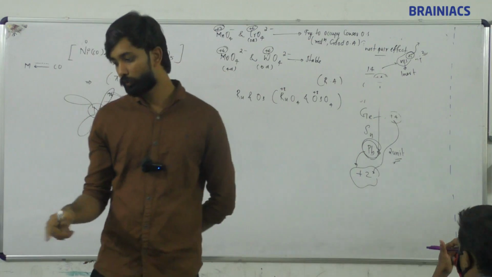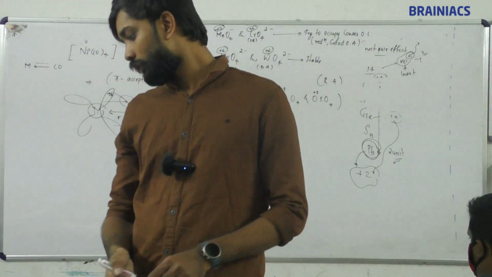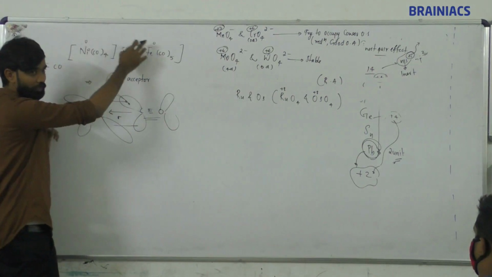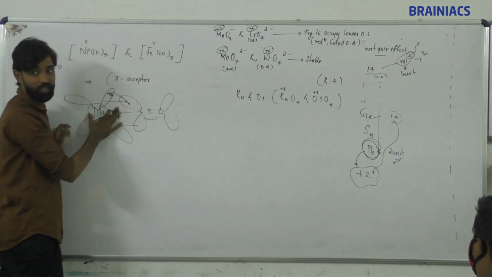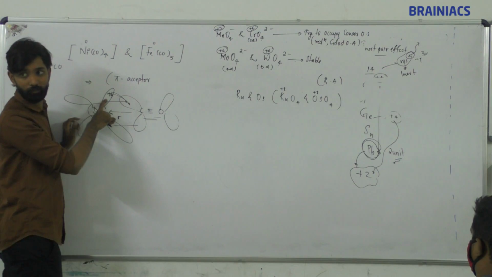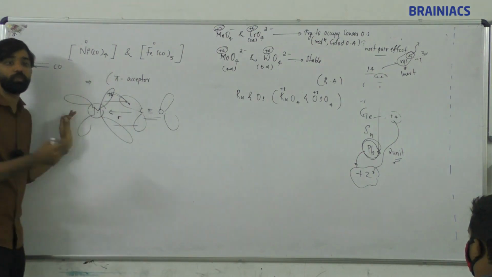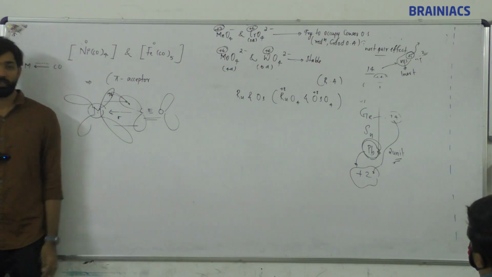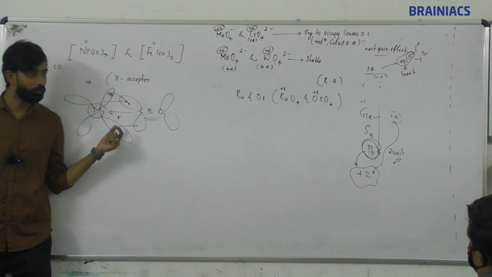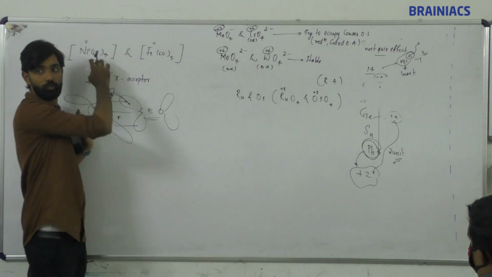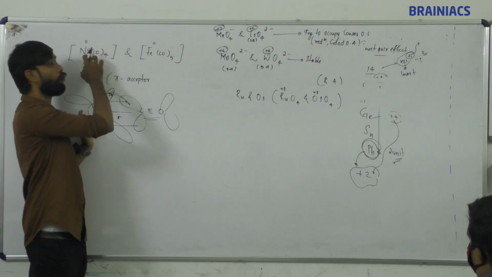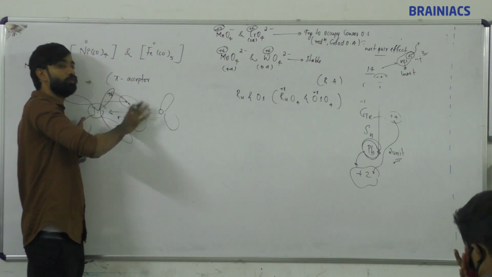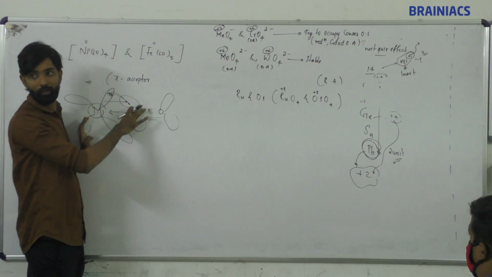So if the metal is in a lower oxidation state, there is a chance for back bonding from the metal. Because if the metal is in a lower oxidation state, what happens? The metal has a lot of free electrons in its orbitals, because the electrons are not lost. So that filled electron may have a tendency to form a bond. That is said to be back donation.